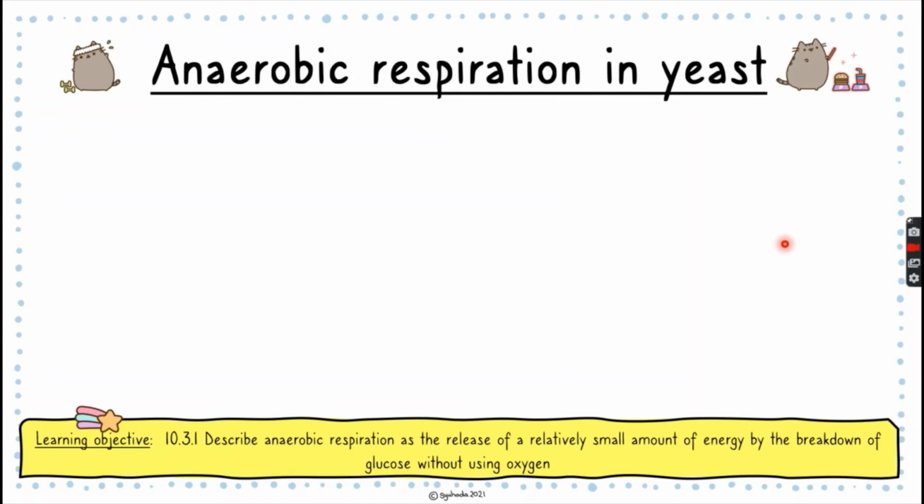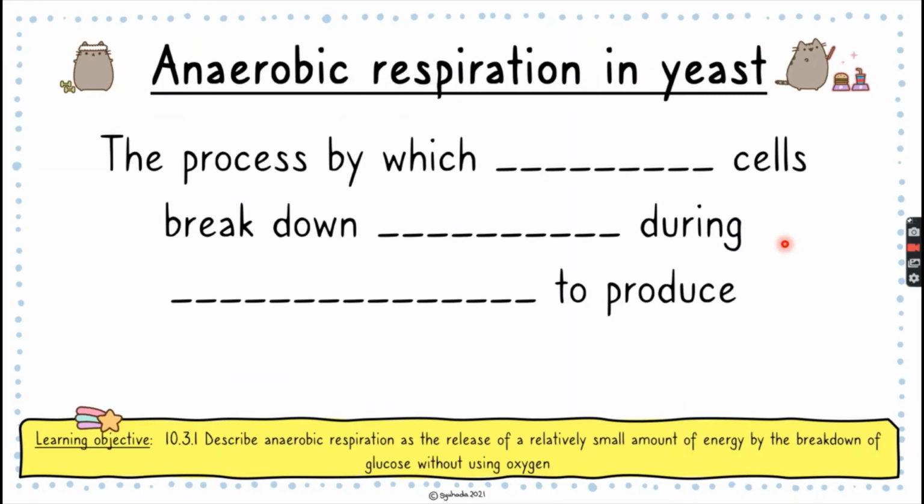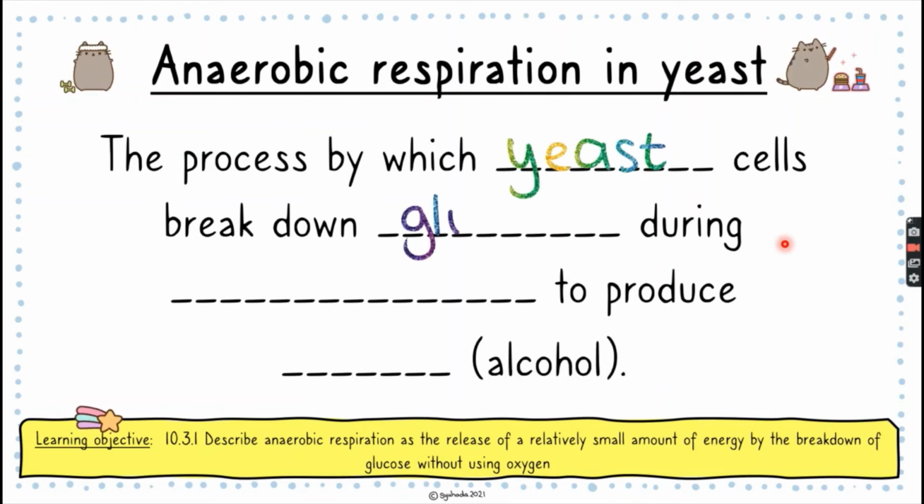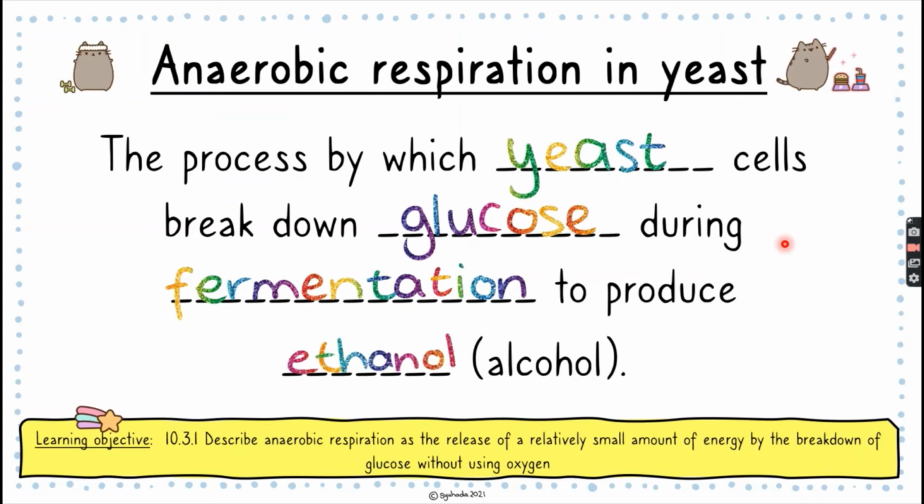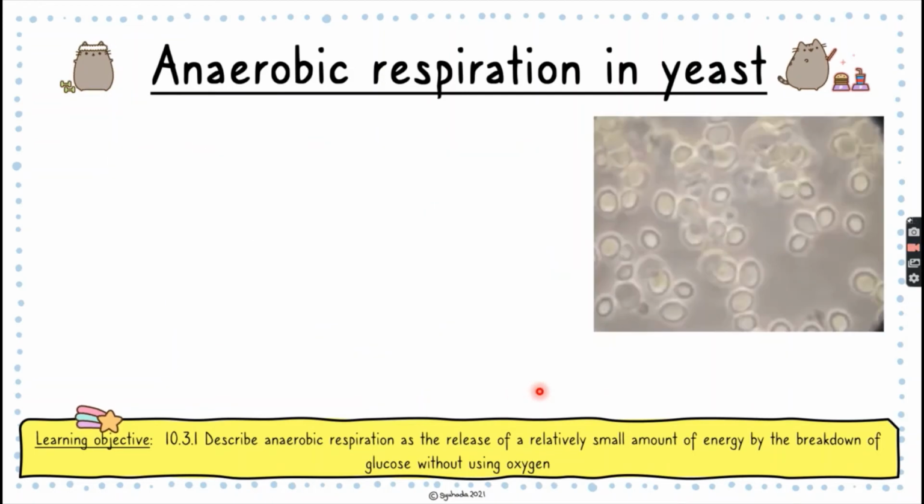So during anaerobic respiration in yeast, why the dough rises is because, let's cover the definition first. It is the process by which yeast cells break down glucose during a specific process called fermentation, and this produces ethanol, aka alcohol. So if you are asked to define anaerobic respiration in yeast, please use this definition. It is the process by which yeast cells break down glucose during fermentation to produce ethanol, aka alcohol.